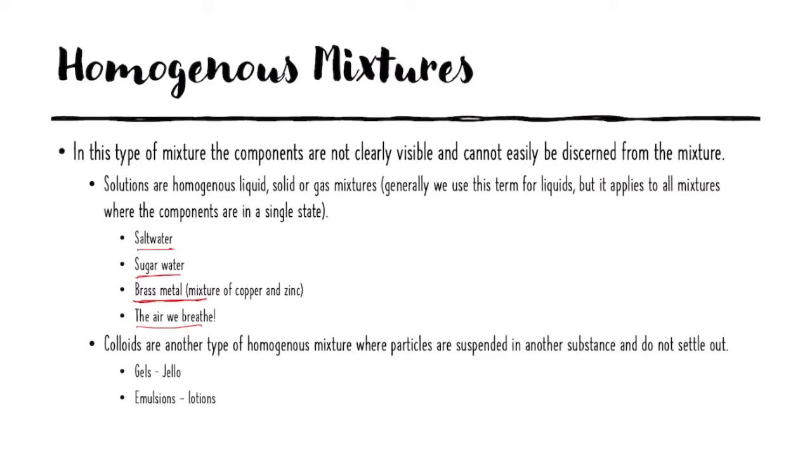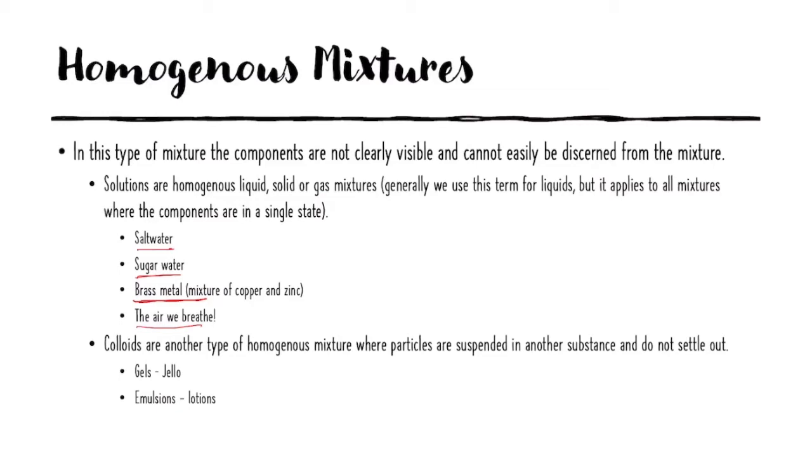All right, and then another type of homogeneous mixture would be colloids, and these are mixtures where the particles are suspended in another substance and they don't settle out. But these particles tend to be really, really large, either really large molecules or particles that are so small that they're just not heavy enough to settle out of that solution.